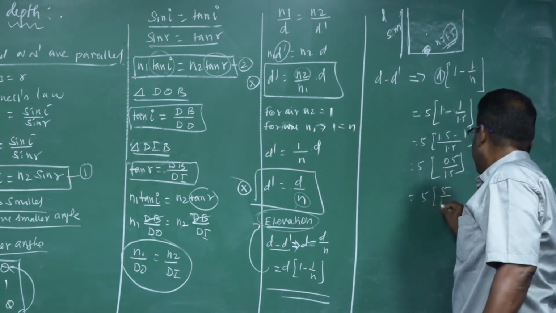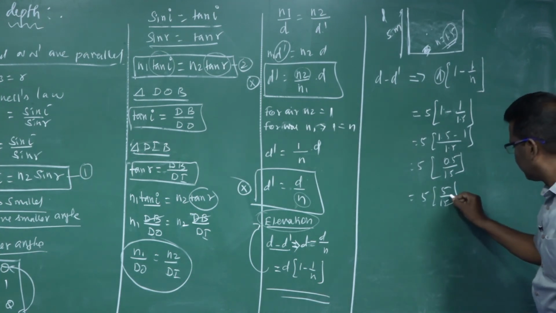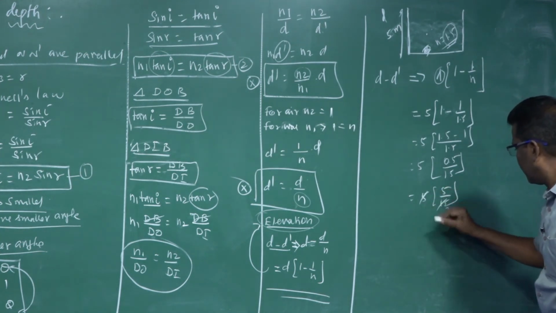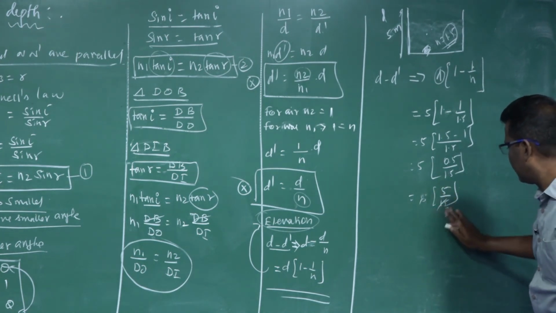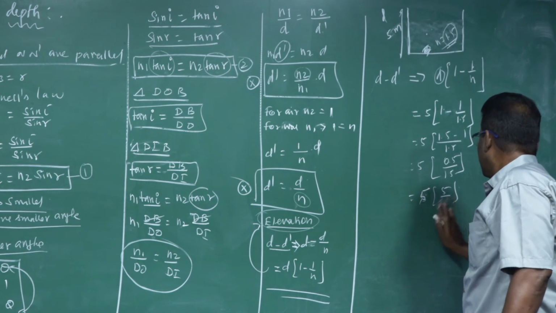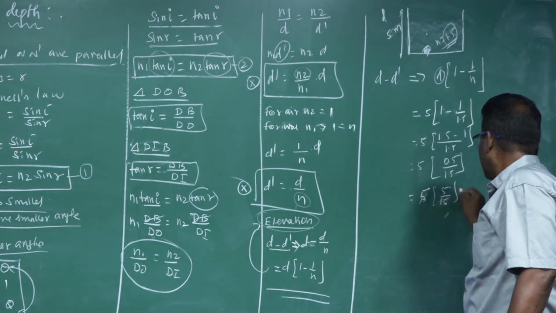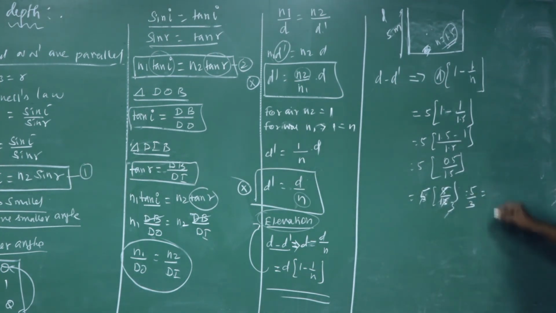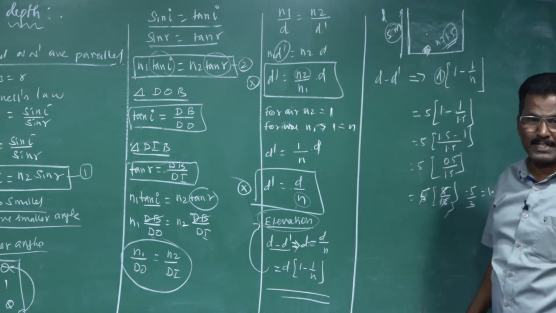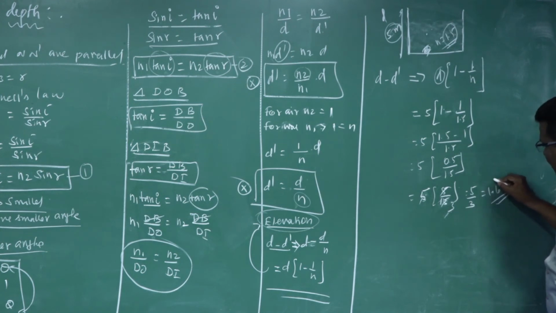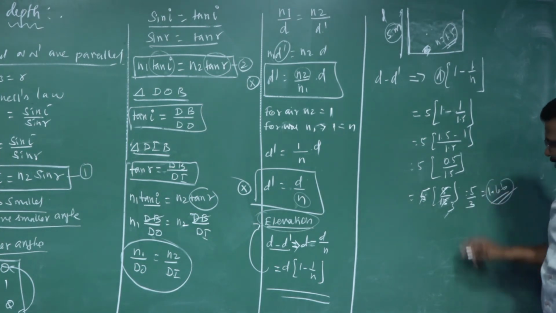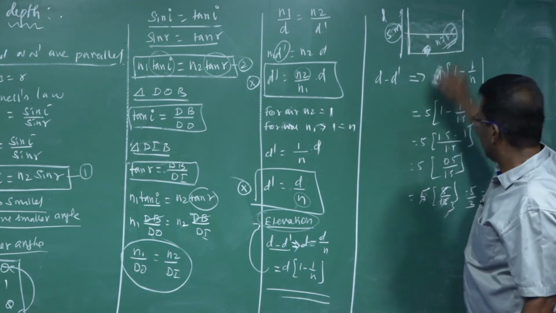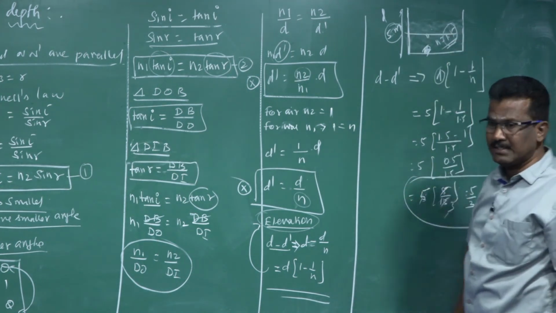That is 5 divided by 3, which is 1.66. Actually it is 5 meters, but now it appears to be raised by 1.66 meters. So this is the elevation of the object.